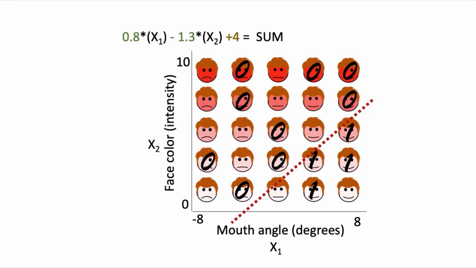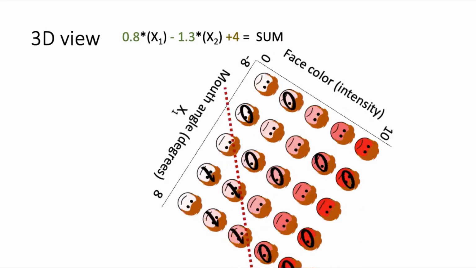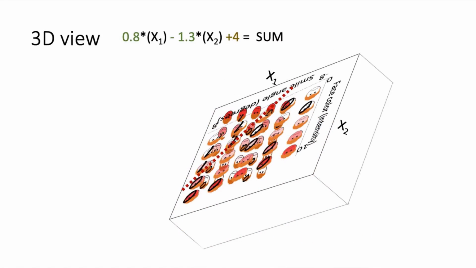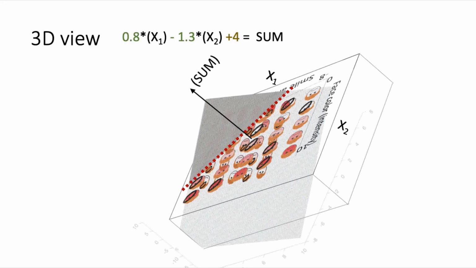To visualize this, I'm going to flip this graph of mouth versus facial color around and turn it on its side. So now we have the two-dimensional plot lying flat, and the sum is going to be represented with this axis that is coming out of the page. So then we have a two-dimensional plane, and this plane is the visual representation of the sum. And remember that sum was 0.8 times x1, which is the mouth angle, minus 1.3 times x2, which was the face color, plus 4, which was the bias.